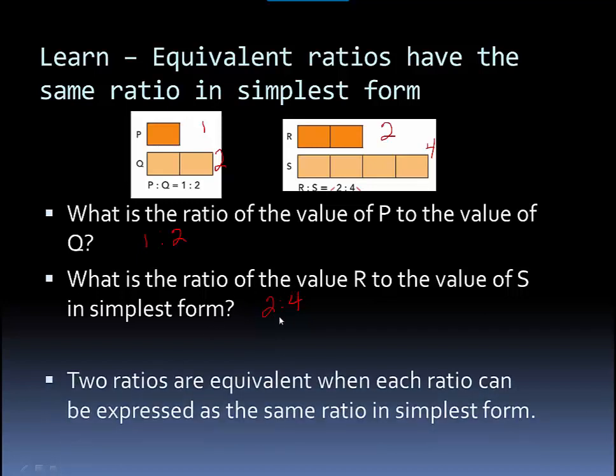Do we have a greatest common factor of 2 and 4? We do. 2 is a greatest common factor of both. So 2 divided by 2 is 1, and 4 divided by 2 is 2. Are these the same? Yes, they are. So 1 to 2 is the same ratio as 2 to 4.